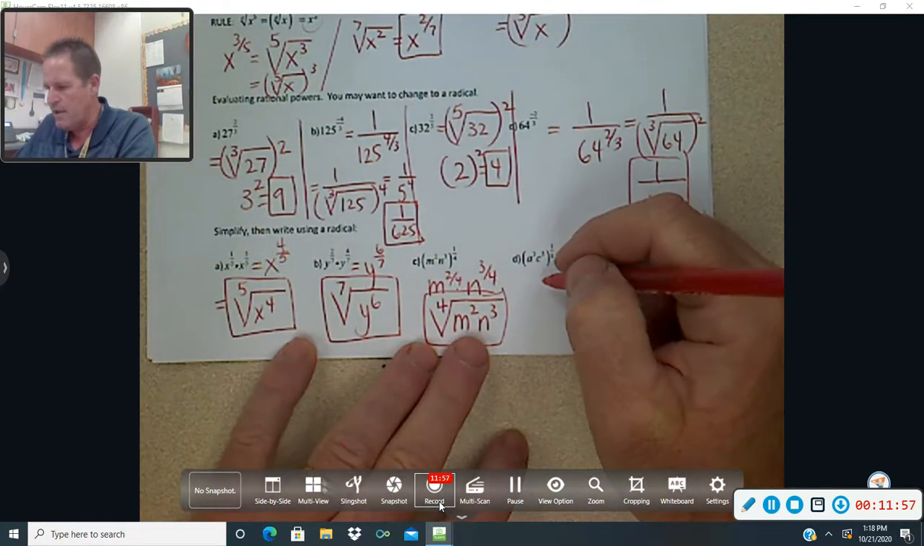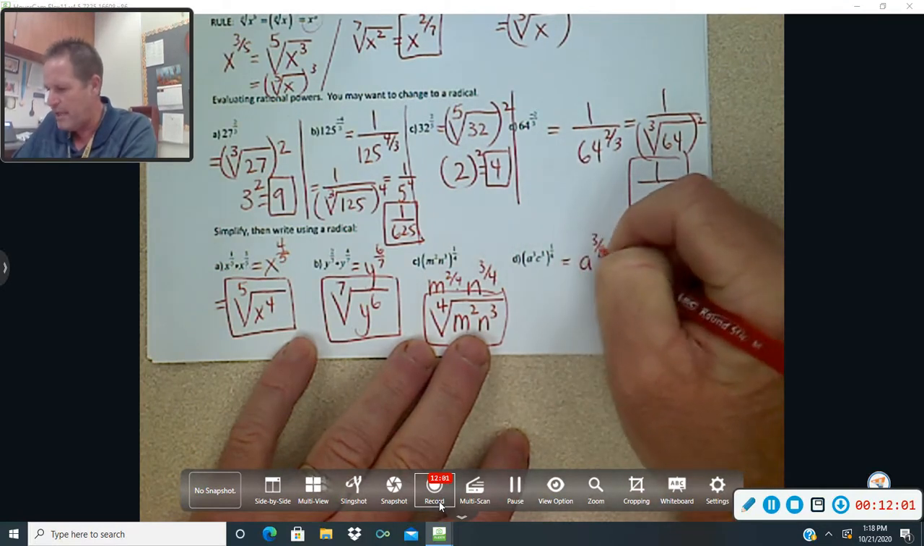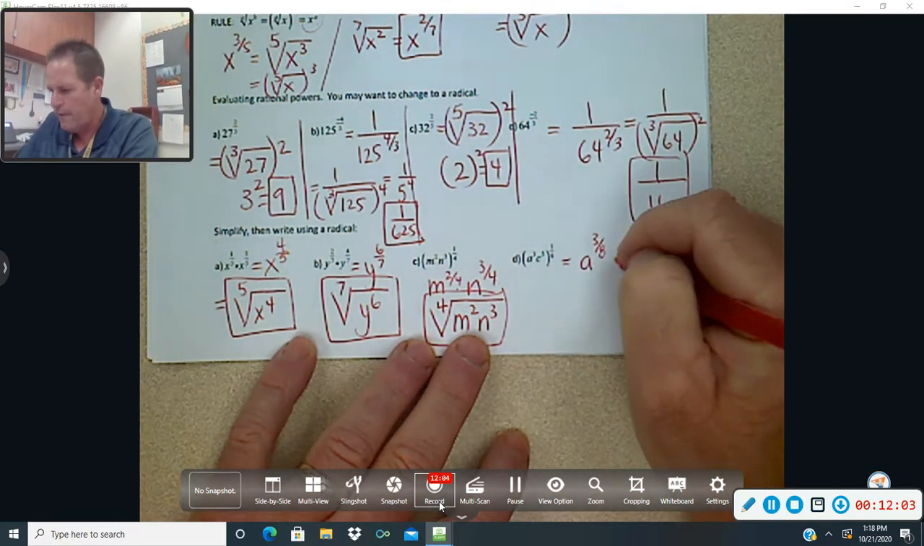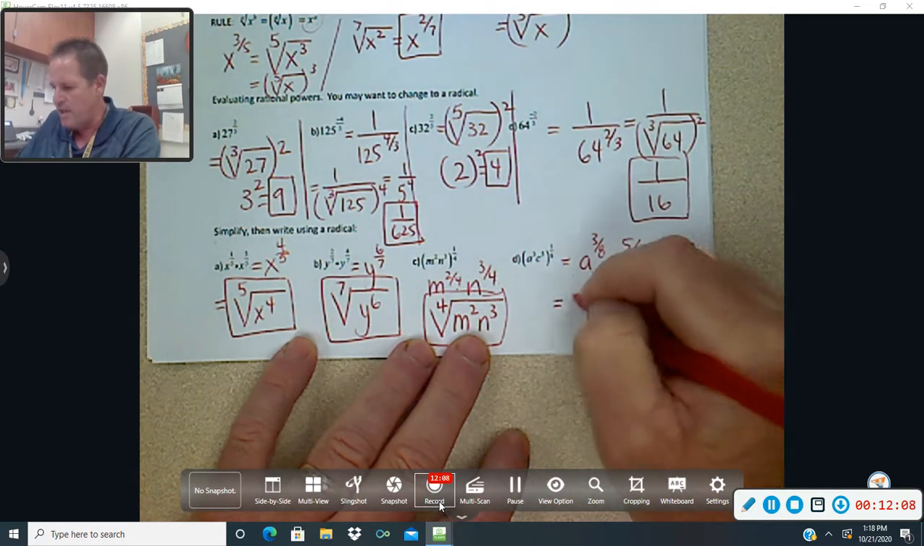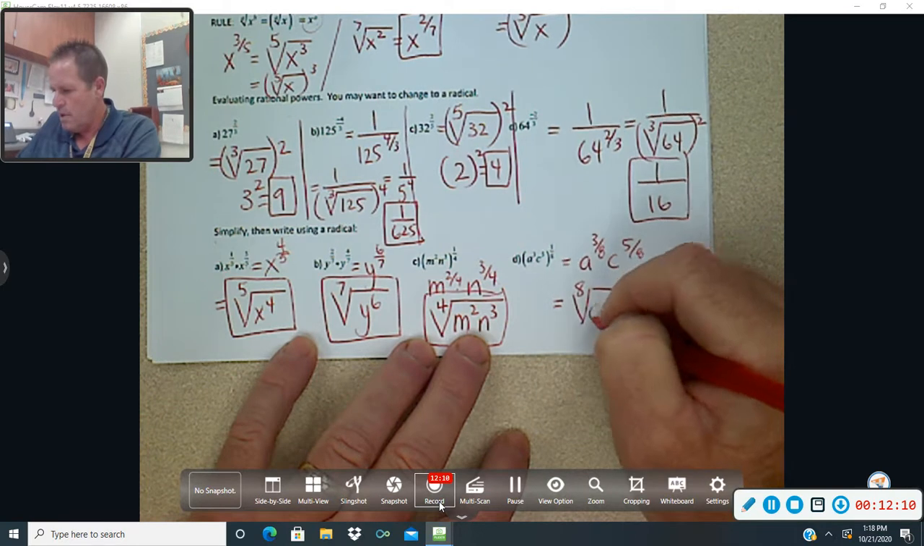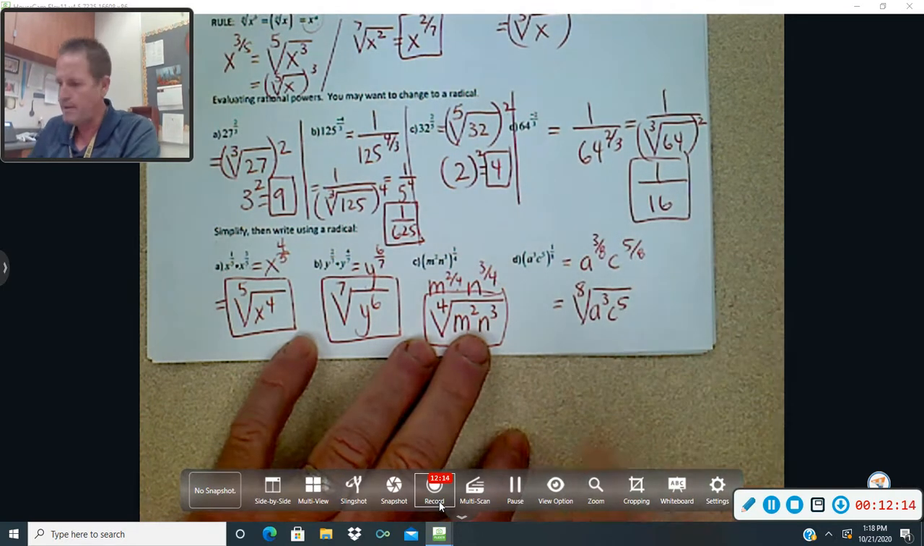Okay, letter D here. Let's apply the 1/8 power. We're going to have a to the 3/8. So you're just multiplying the exponents. c to the 5/8. And then that's going to give us the 8th root of a cubed c to the 5th. And that is going to be our answer.